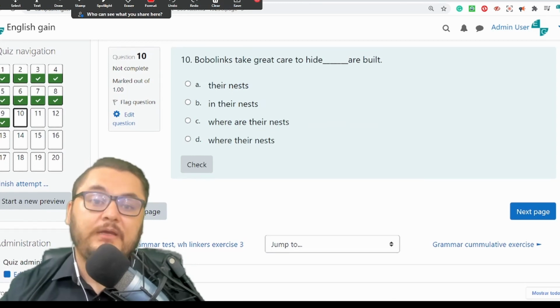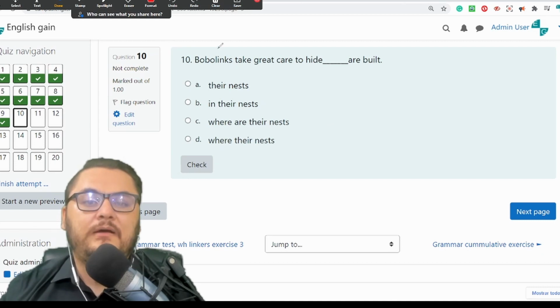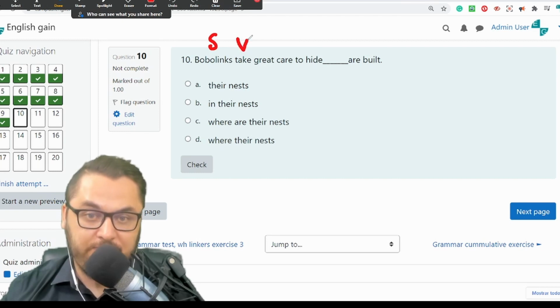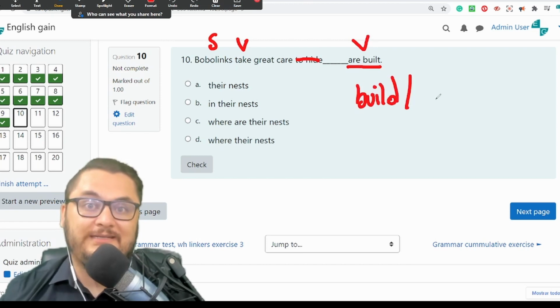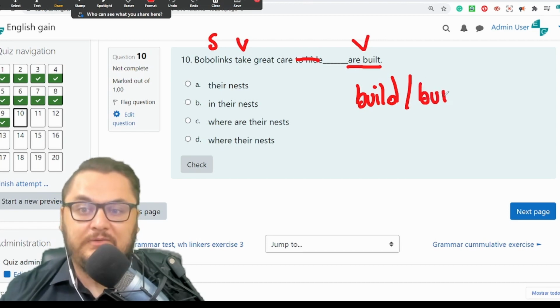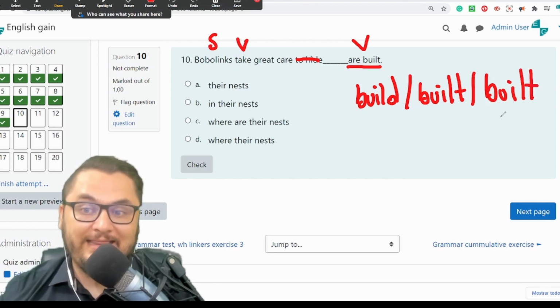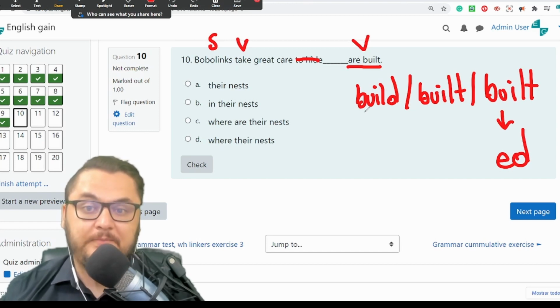Okay. In this exercise, let's see what we find. Bobolinks is the subject. Take is the verb. To hide is a false verb. And build is a verb. Remember, build is an irregular verb, so you're going to use build and built. This is the form we use as -ed, the third column, because this is an irregular verb.